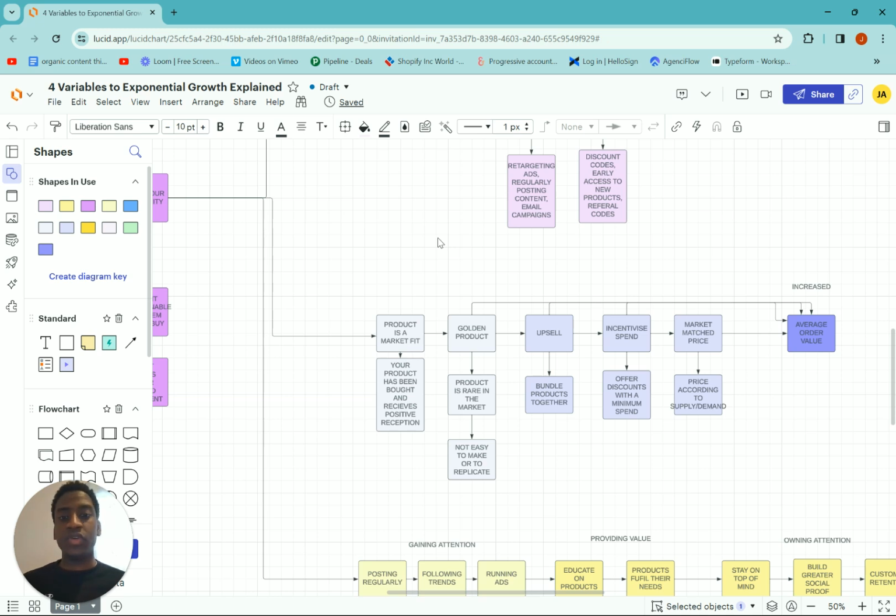Okay, and this is the important part. This is when you can actually increase the price of your product because of how good it is at delivering results and over delivering on results. So with average order value, you don't really need to go in like a linear path. You can have that golden product, increase the price, or you can upsell.